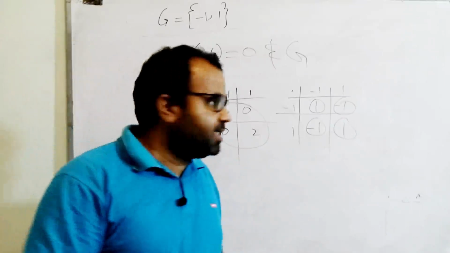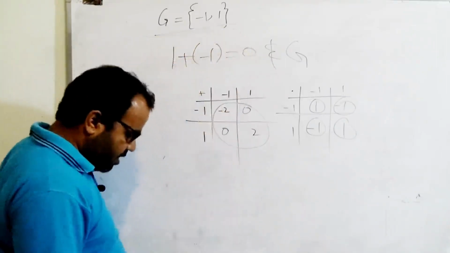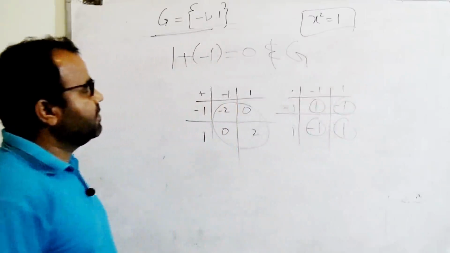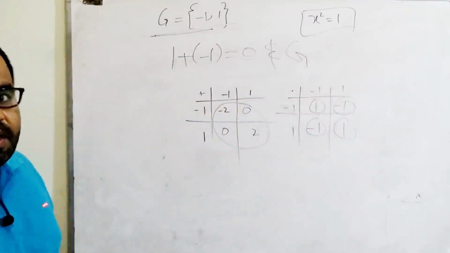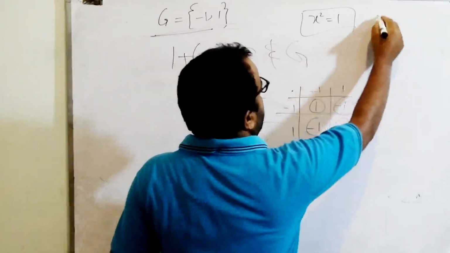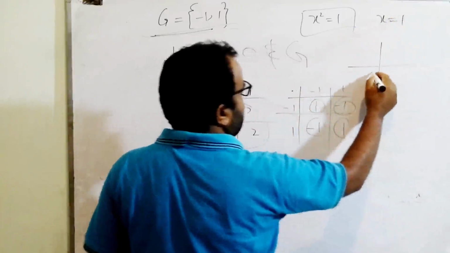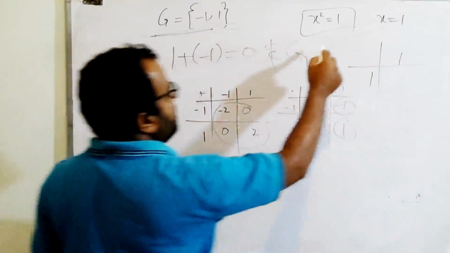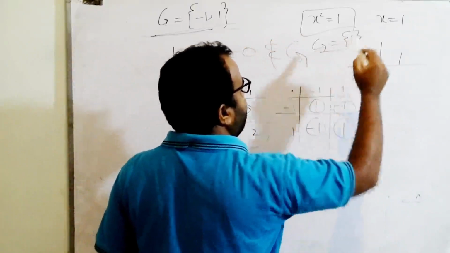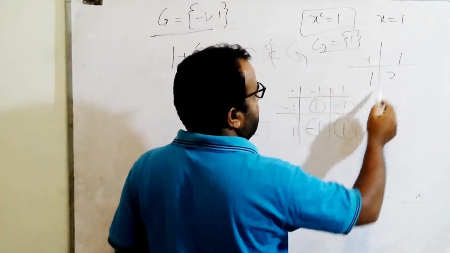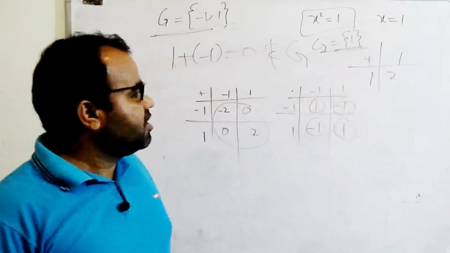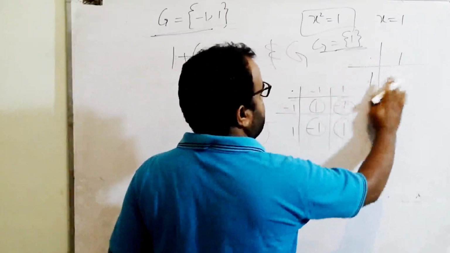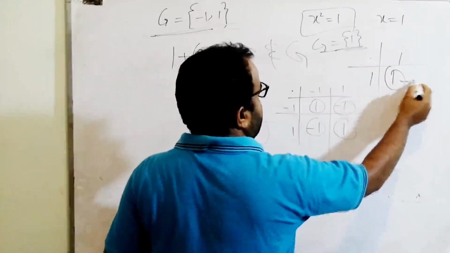Okay, so can you say that this is actually the solution of x square is equal to 1? Yes, x square is equal to 1. And if I take x is equal to 1, then the table will be just 1 and 1, which means the set G is equal to {1} only. Under addition we check that it is 2, but 2 does not belong to this set. That means under addition it is not a group. And if I take the case of multiplication, 1 multiplied by 1, our answer is 1, and this 1 belongs to the set.